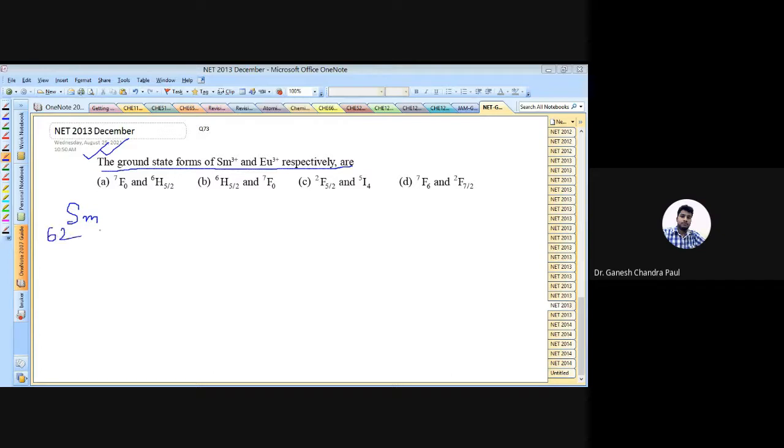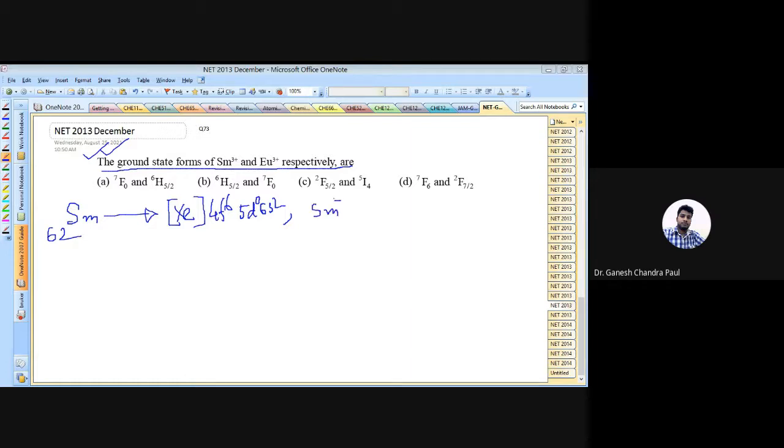Yes, it is 62. If you look at the electronic configuration, it is xenon 4f6 5d0 6s2. So accordingly, this is samarium present in the zero state.